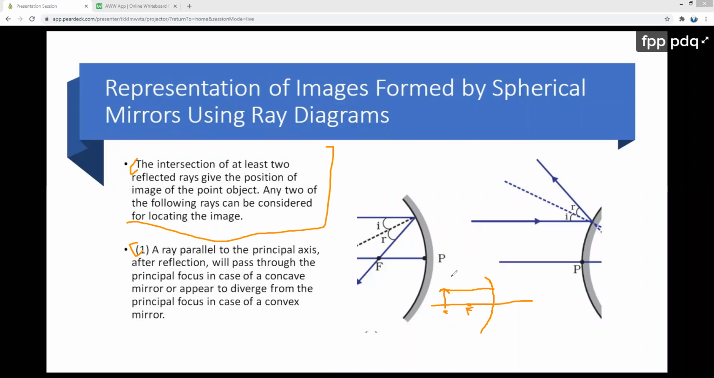Yeah. Okay. So the F, this point, is the focus. This is the principal axis. Over here, this is the angle of incidence and the angle of reflection. So over here, basically, this is a basic ray diagram.